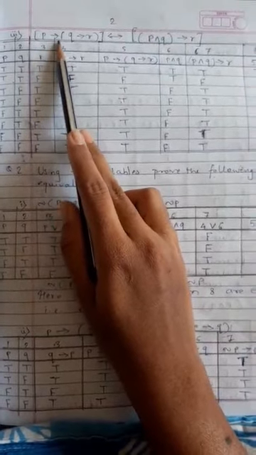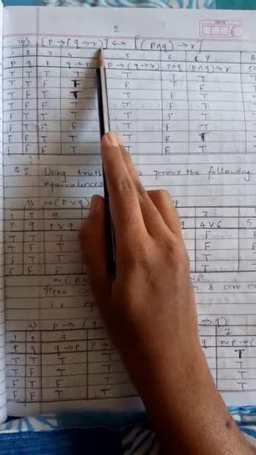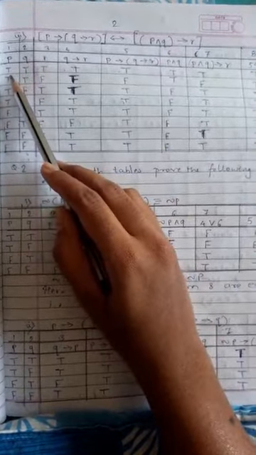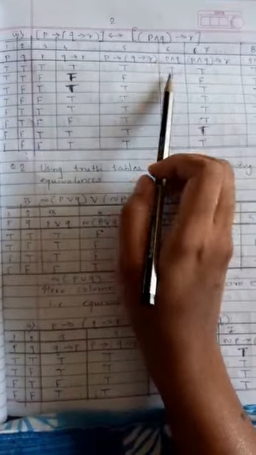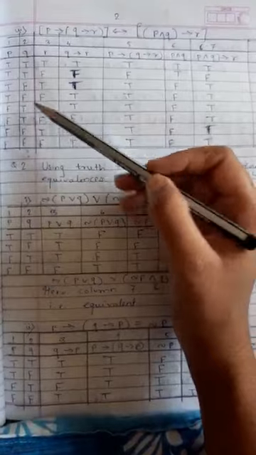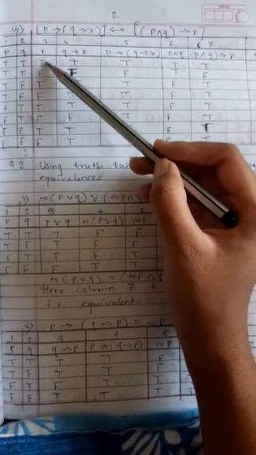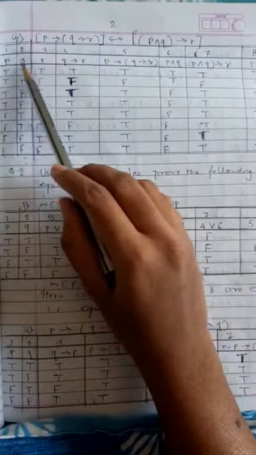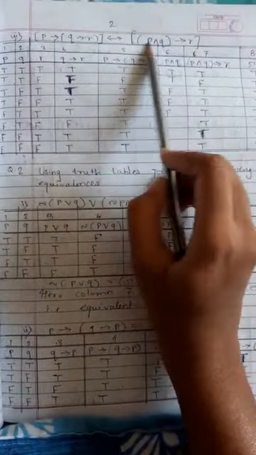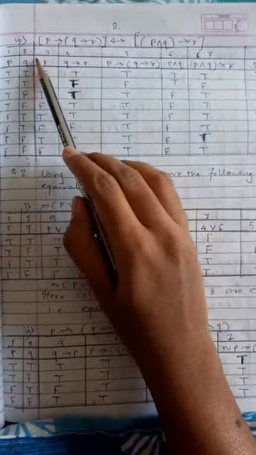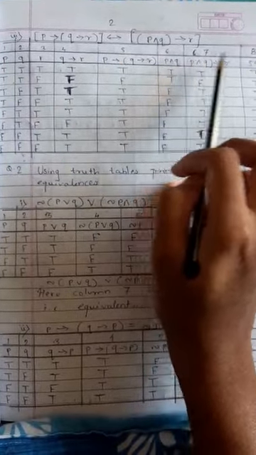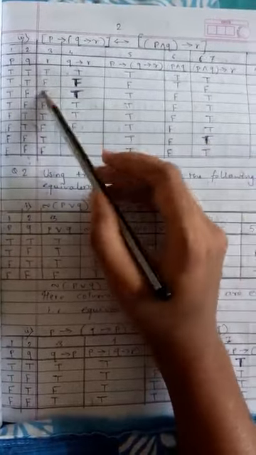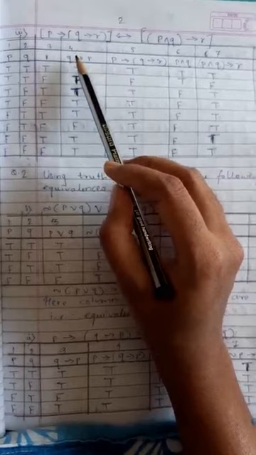Next problem: P implies Q implies R, double implication, P and Q implies R. As usual, P, Q, R are given, 3 statements are there, so we have to take P, Q, R and 8 entries like this. Now we will go step by step. I am giving numbers because this statement is too big, so I am numbering these columns 1, 2, 3, 4, 5, 6. This statement pattern is very big, that's why I am numbering the columns.